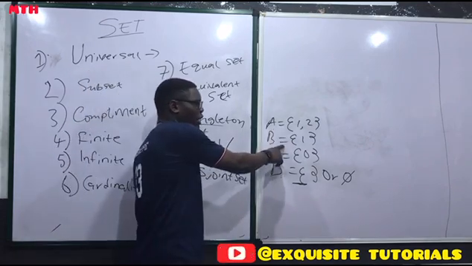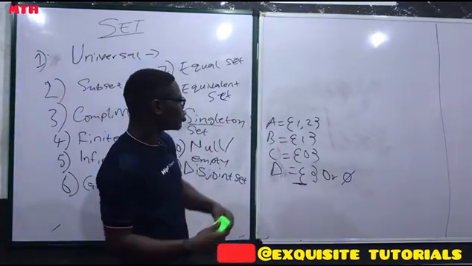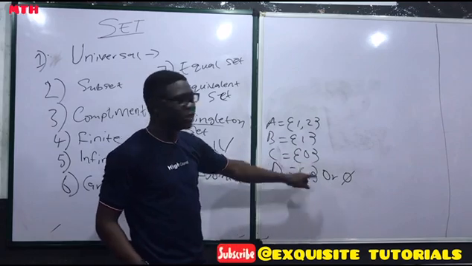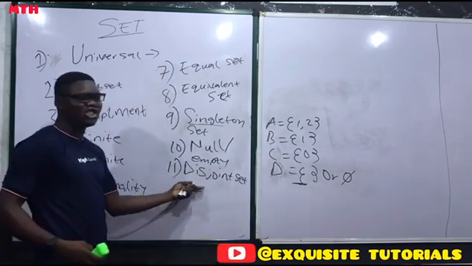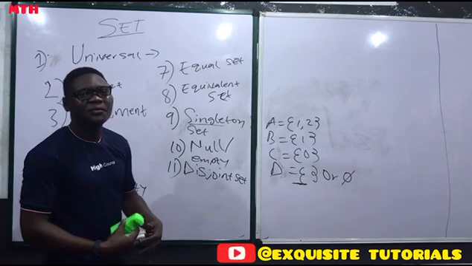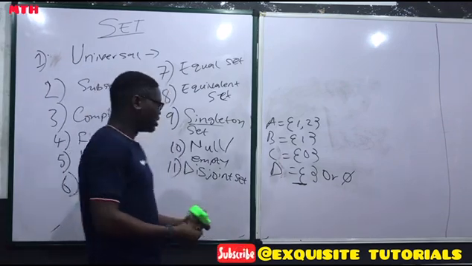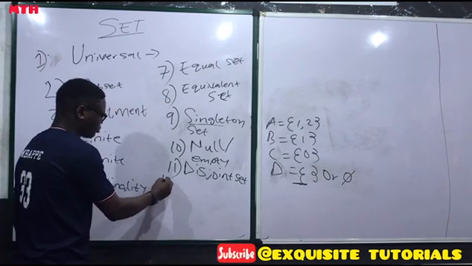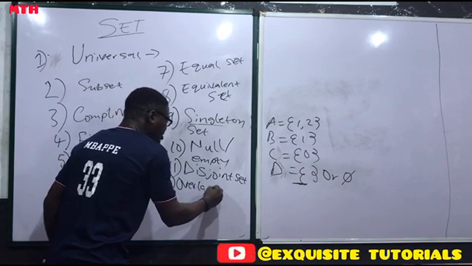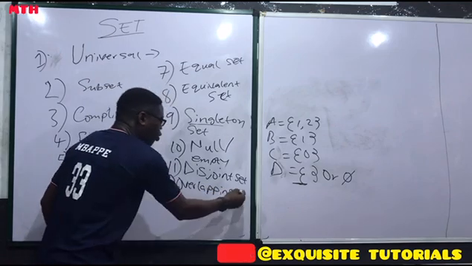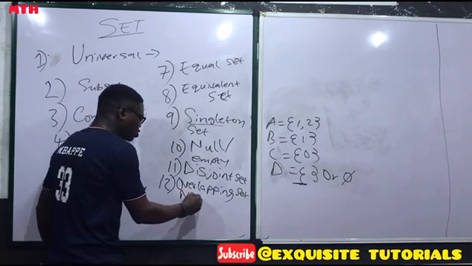This one and this one, they have something in common. But A and C do not have anything in common. There's no 0 here, there's no 1 here, there's no 2 here. So because A and C have nothing in common, they are said to be disjoint sets. Now what if they have something in common? When two sets have something in common, they are said to be overlapping sets. Or in some textbooks, you see it as non-disjoint sets.